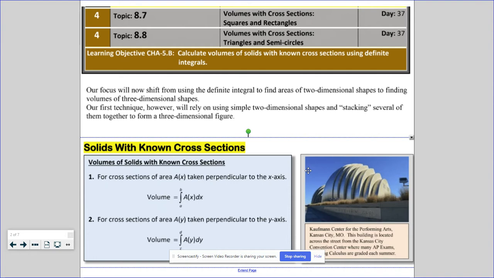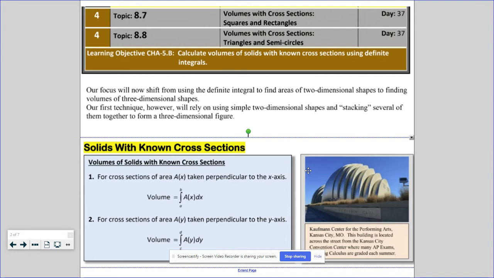I have a drill that I take a 2D shape and I rotate it super fast with the drill, and you see it in a 3D shape. It's really pretty cool. But maybe we'll get back and I can show it to you. But we're going to start right now with volumes with cross sections. We're going to be doing squares, rectangles, triangles, and semicircles.